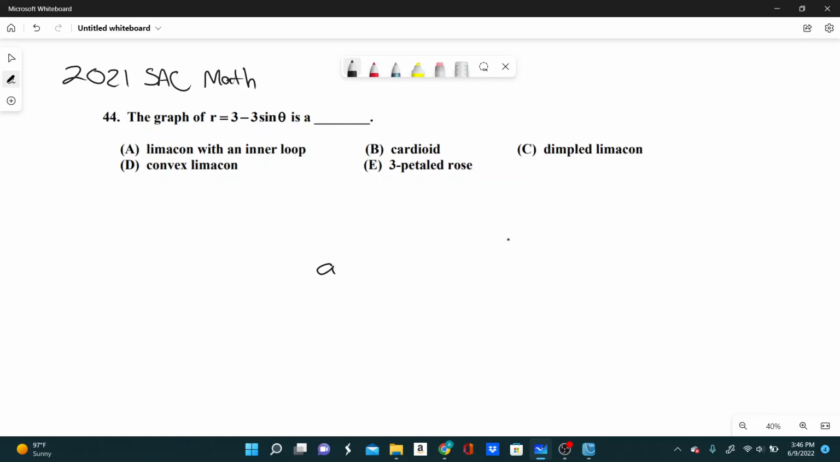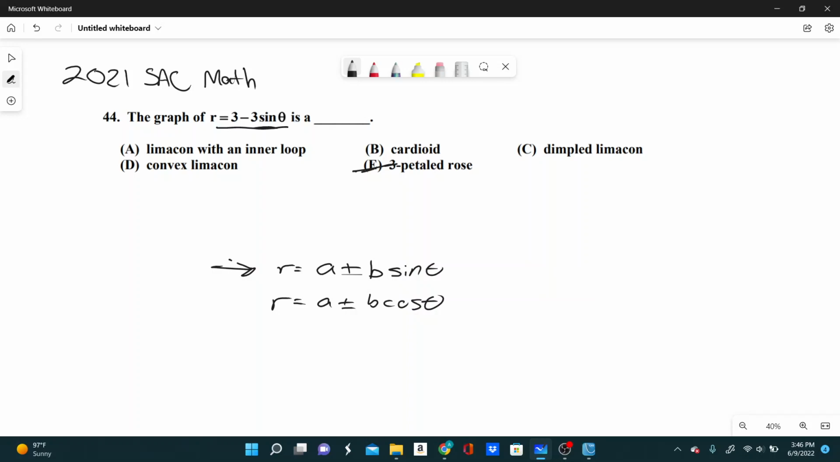this form. It'll be r equals a plus or minus b sine theta, or r equals a plus or minus b cosine theta. And so as you can see, this is our first variety. And so, as you can see, all of these are going to be limacons except for E. And then actually a cardioid is just a special kind of limacon.